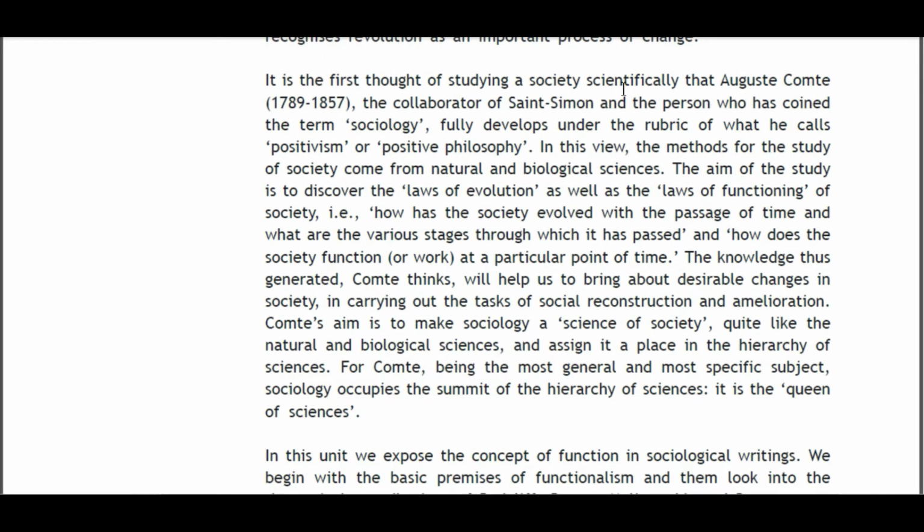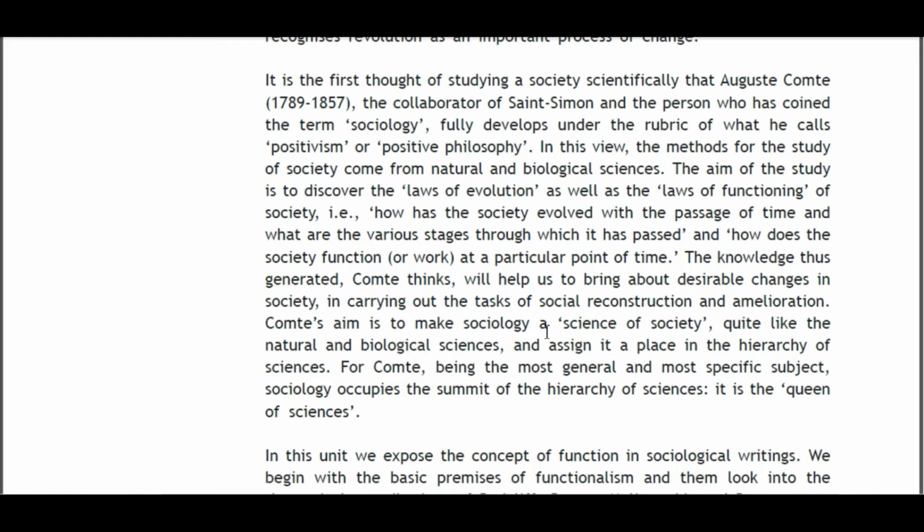It is the first thought of studying a society scientifically that Auguste Comte (1789 to 1857), the collaborator of Saint-Simon and the person who coined the term sociology, fully develops under the rubric of what he calls positivism or positive philosophy. In this view, the methods for the study of society come from natural and biological sciences. The aim of the study is to discover the laws of evolution as well as the laws of functioning of the society. That is, how has the society evolved with the passage of time, and what are the various stages through which it has passed, and how does the society function or work at a particular point in time. The knowledge thus generated, Comte thinks, will help us to bring about a desirable change in society in carrying out the task of social reconstruction and amelioration.